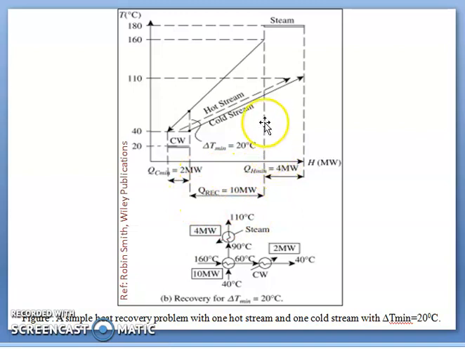and the portion of cold stream beyond this hot stream, this part, dictates the requirement of hot utility, and this hot utility is also increased to 4 megawatt. Now if we consider the hot stream beyond this cold stream, it dictates the requirement of cooling utility, that is cooling water. So that is also increased, that is QC min equal to 2 megawatt. This figure below shows the flow diagram for the coupling of these two streams together, considering here delta T minimum equal to 20 degrees Celsius.